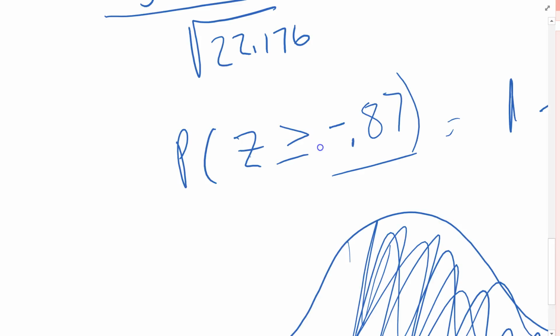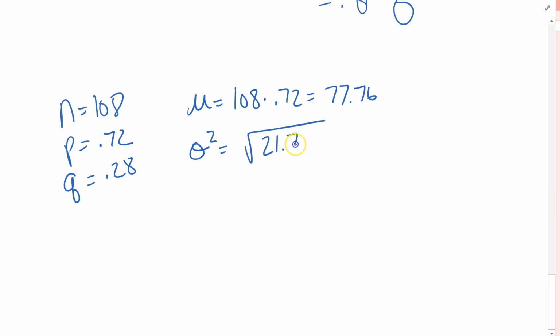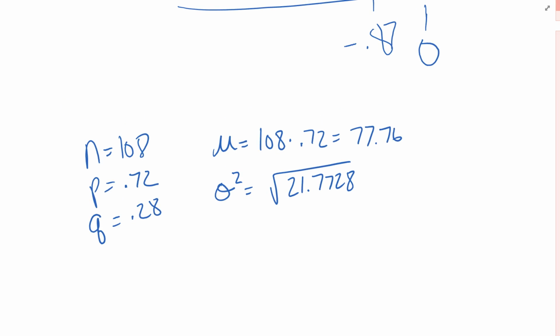So I have n is 108, p is 0.72, q would then be 0.28. So my mean is going to be 108 times 0.72, which gives me 77.76, and my standard deviation is going to be the square root of 21.7728.